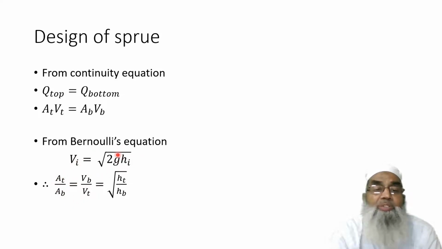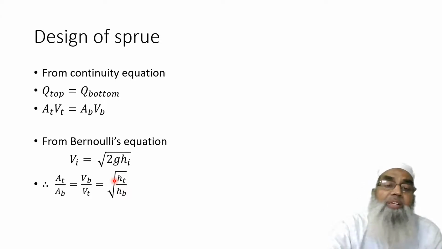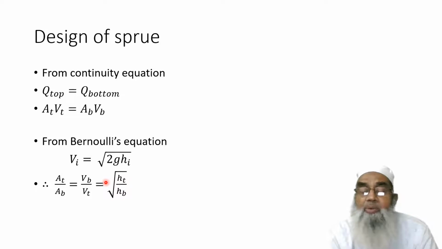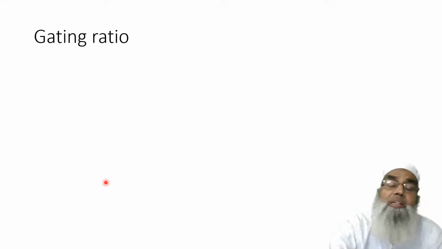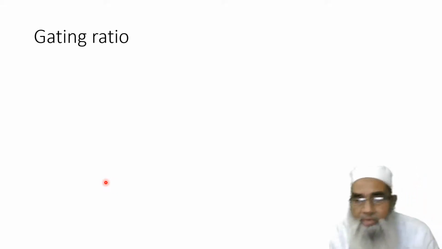Now this equation shows a parabolic relation, and therefore the area will be inversely proportional to the square root of the depth or the height from the top. Therefore, we can calculate the area at different heights or depths, and generally it is obvious that a tapered sprue will give a good compromise with the equation and avoid the aspiration effect.